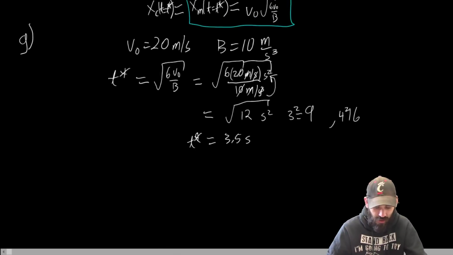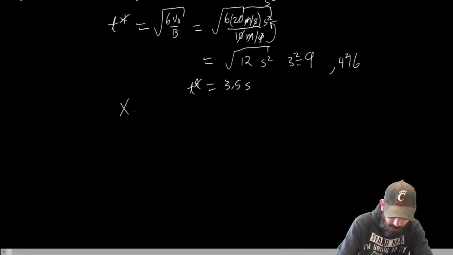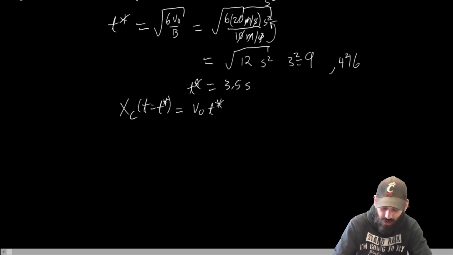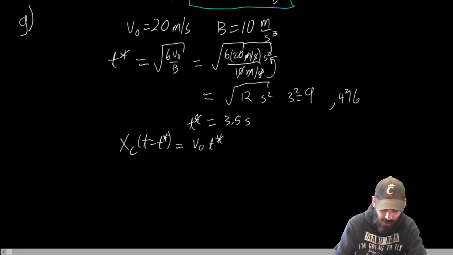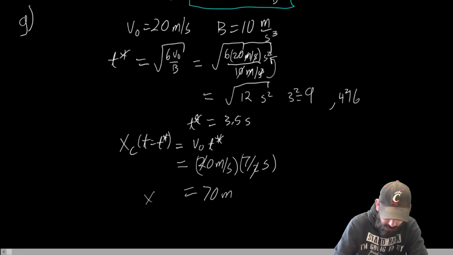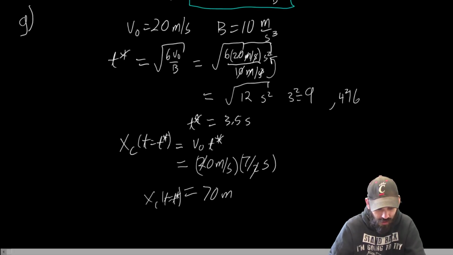And so that's just going to say that x sub c of t equals T star is going to be equal to V0 times T star. Remember that V0 I think was 20. So this is going to be equal to 20 meters per second times 3.5, which is exactly 7 over 2. We can cancel this, and then this tells us that this is going to be 70 meters. Okay, so that's where the speeder is going to get caught.